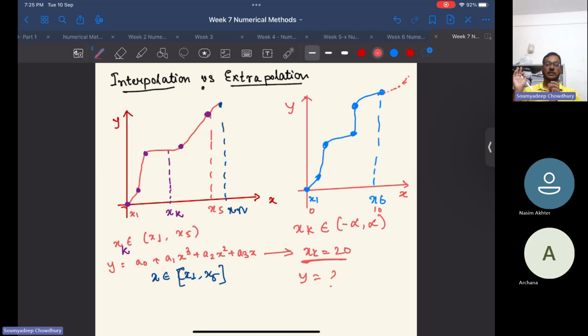So that is interpolation, whereas extrapolation is based on a set of data where you want to predict the value at some other point which is beyond the range. Right. Suppose you have done some experiments in chemistry.